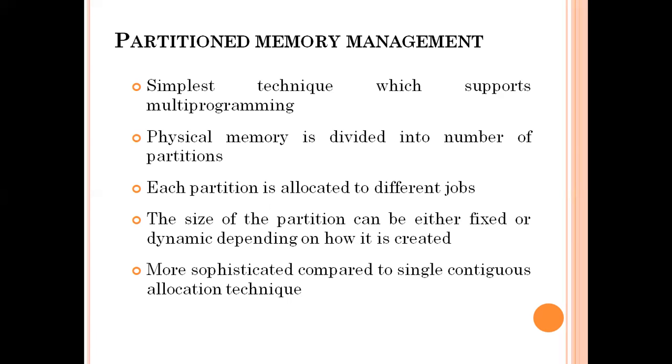Depending on how many partitions should be made and what the size of each partition is, we have two ways of partitioning. One is static partition, the second is dynamic partition. In static partition, the number of partitions is fixed, and the size of each partition is also fixed. In dynamic partition, you need not fix the size of each partition, and at the same time, the number of partitions to be made is also not decided well in advance. And compared to the single contiguous technique, the partition technique is much more sophisticated.